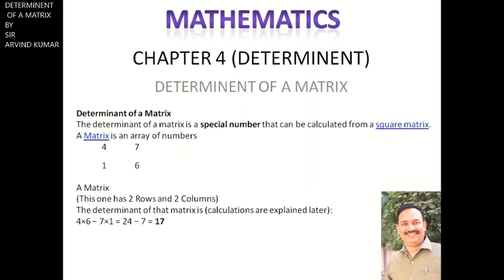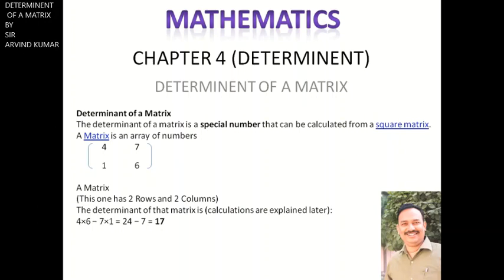The determinant of a matrix is a special number that can be calculated from a square matrix. A matrix is an array of numbers which we write in brackets. Now what is a matrix? Let us take an example which I have just shown you. This is a matrix in which the first row is 4 7 and the second row is 1 6. So it is a matrix which contains 2 rows and 2 columns.